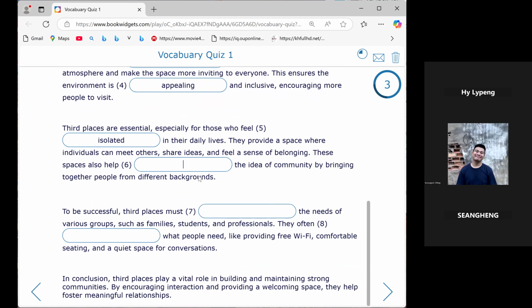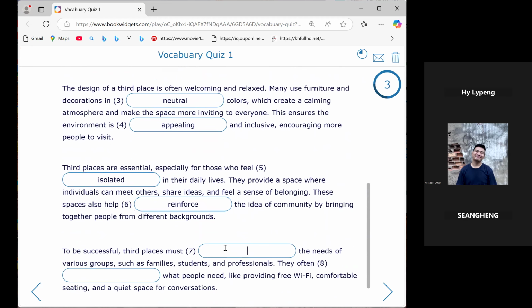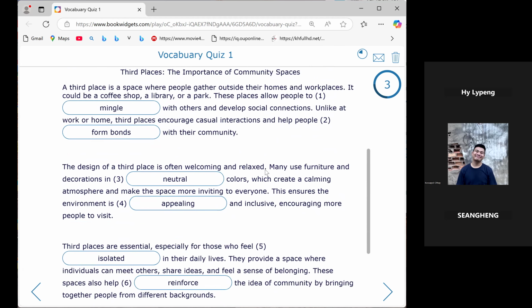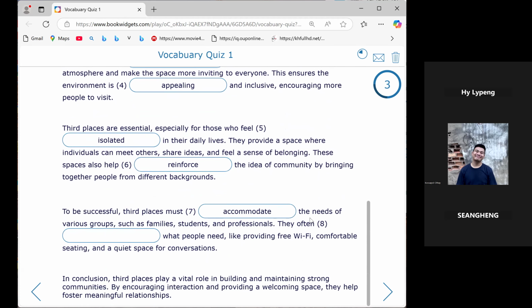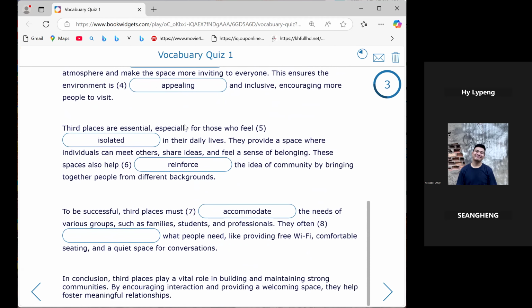Reinforce the idea of community to bring together. Yes, let's reinforce. Number 7, must be accommodate the needs. Accommodate. And the last one, they often anticipate what people need, like Wi-Fi. Okay.